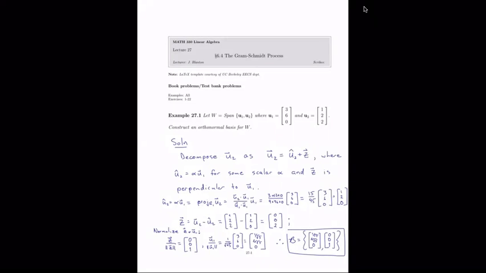Section 6.4 is the Gram-Schmidt process. Up to now, we've been dealing with orthogonal bases and orthonormal bases, and we've seen that they have useful characteristics that help us decompose vectors in terms of their orthogonal projection onto a subspace plus a vector that's perpendicular to a given subspace. Now, the question remains as to how we might generate an orthogonal basis for a given subspace if we don't already have one, yet we do have a basis for that space.